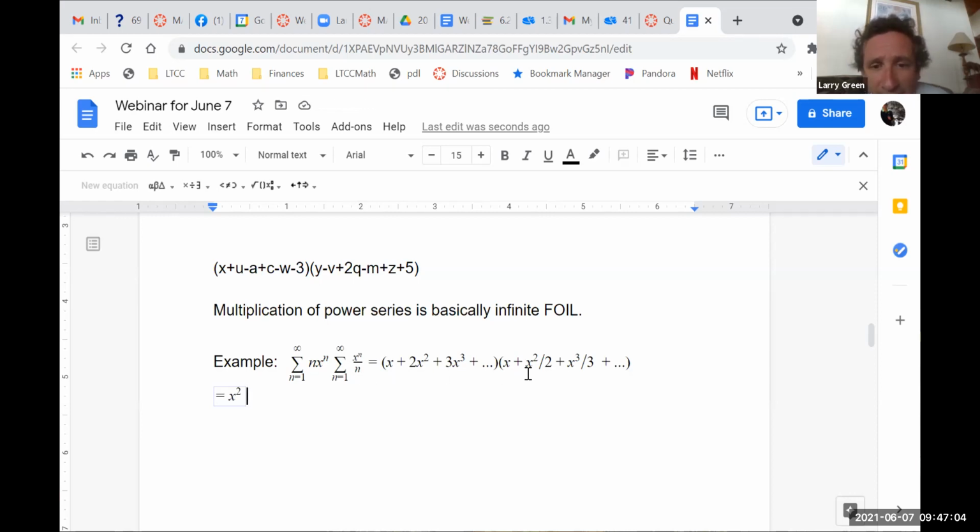Now let's look at the x cubed. Well, how can I get an x cubed? I can take x times x squared over 2, and I can take 2x squared times an x. Those are the only ways I can get an x cubed. So what I'm going to get is 2 plus a half.